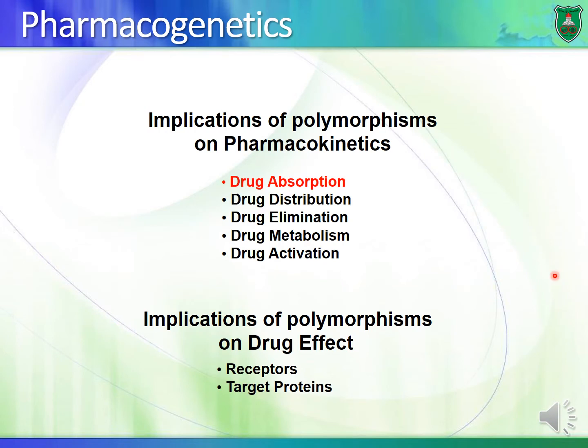So there are different variations, okay? When it comes to drug response, you can have differences in pharmacokinetics, such as drug absorption, distribution, elimination, metabolism, and activation or inactivation. And you can have polymorphism in terms of drug effect, depending on the number of receptors, type of receptors, and polymorphism in target proteins.